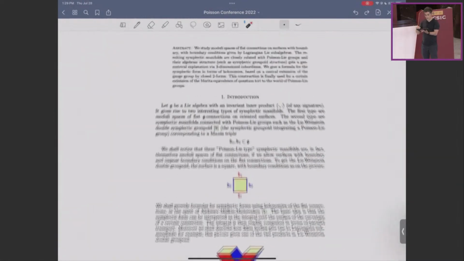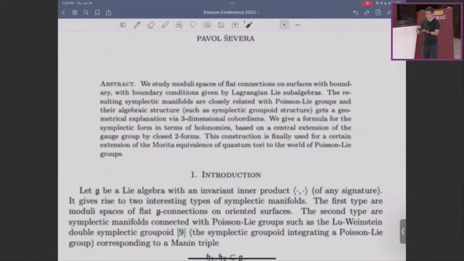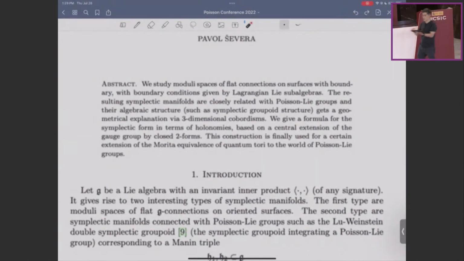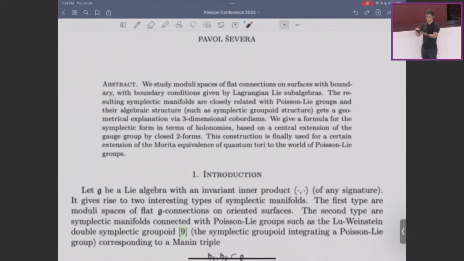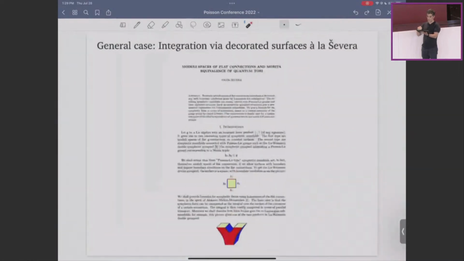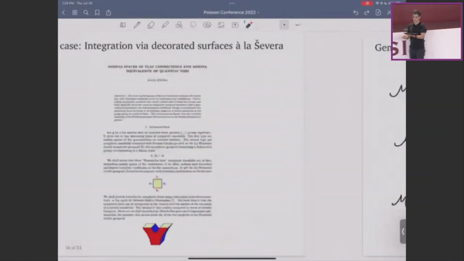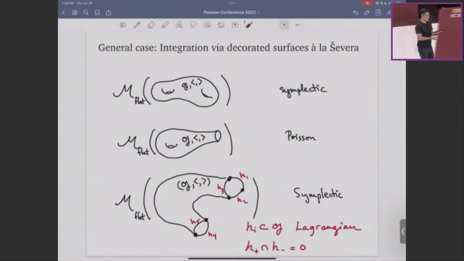And what he says here is that we study moduli spaces of flat connections on surfaces with boundary, where we put boundary conditions given by Lagrangian Lie subalgebras. That's the idea. If you don't have boundary, Atiyah-Bott tell you that the moduli space of flat connections is symplectic. If you have boundary, then it's Poisson. But if you have boundary and you put a boundary condition, and the boundary condition is Lagrangian in the appropriate sense, so that inside this Lie algebra, which has an invariant inner product, this subalgebra H, which decorates this component of the boundary, is a Lagrangian Lie subalgebra. People who went to the school would be very familiar with this from Anna's talks.